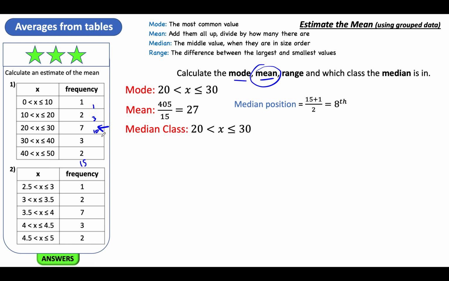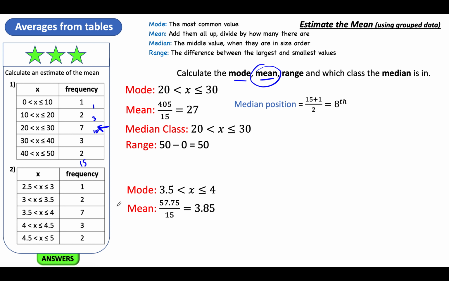It's that class there. And the range is the biggest possible number on the class, take away the smallest one, and that's the range. Now, if you struggle with that, I want you to pause again, and then unpause when you're done, and have a go at the second one. Okay, so here's the answers for this one. The mode this time is between 3.5 and 4 because that's the biggest frequency.